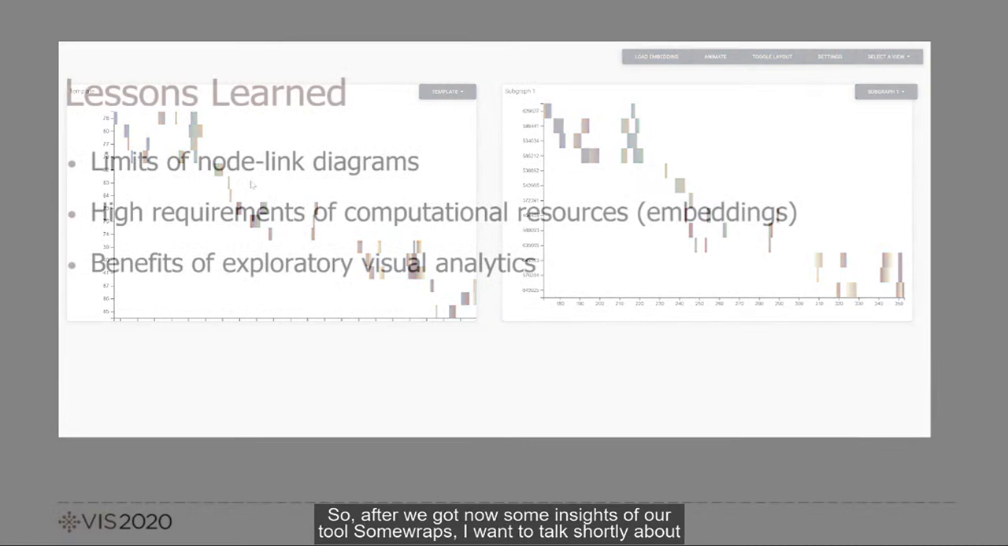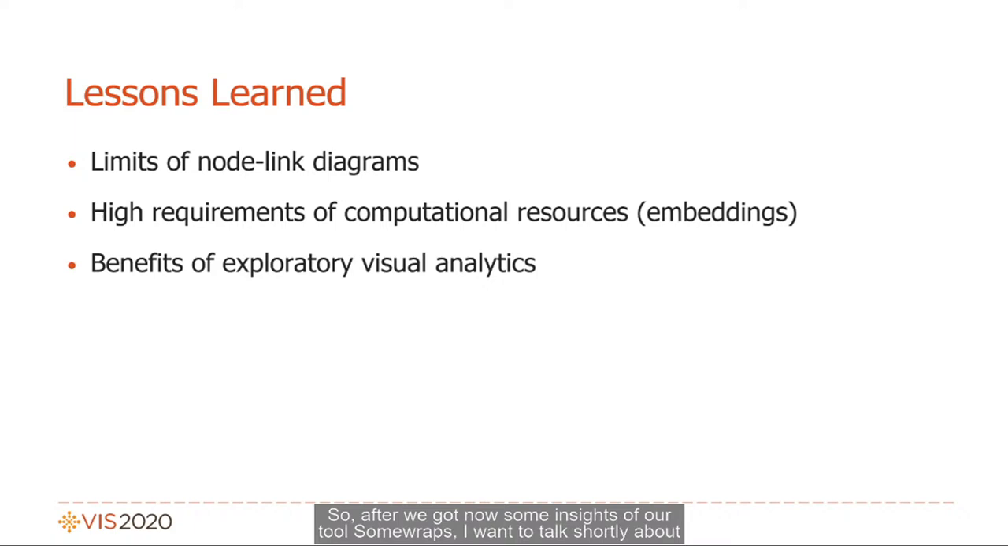So, after we got now some insights of our tool Somewraps, I want to talk shortly about the large graph dataset and some lessons we learned while solving the challenge. At first, we tried to extract selected subgraphs from the large graph dataset and display them with the tool. But then we quickly faced the limits of node link diagrams and the difficulty of extracting a suitable subset of nodes from the graph for further analysis. So then we also calculated embeddings of the large graph and experienced the high requirements of computational resources for the calculation on large graph datasets. But at the end, with Somewraps as an exploratory visual analytics tool, it was still possible to abstract knowledge from the provided big graph data by using knowledge we gained from the template network.